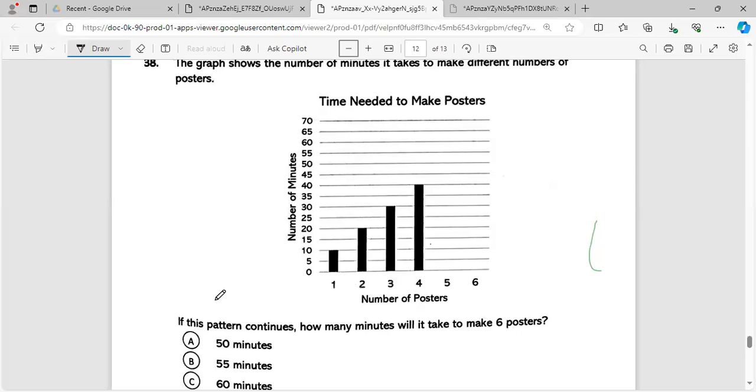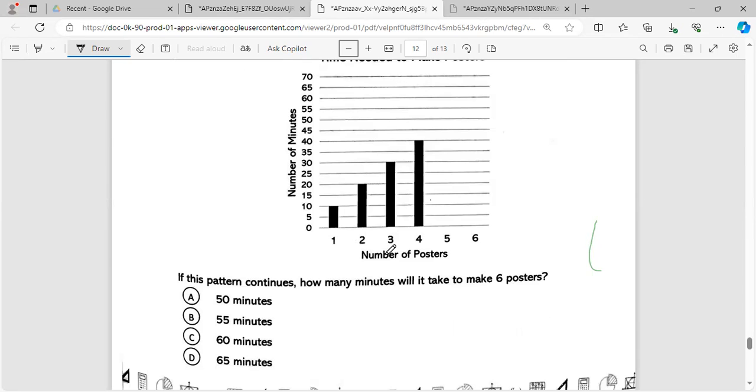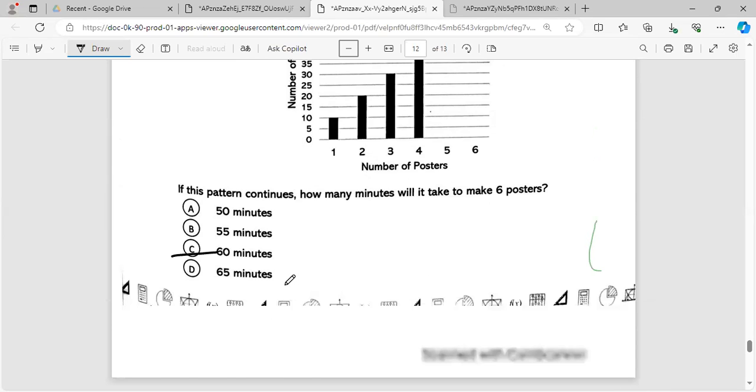If the pattern continues, how many minutes will it take to make 6 posters? Sir, my answer is C, 60 minutes. All right, so you have this here. Sir, I know why it's 60 minutes, because it's going by the exact number. If it's 2, it's 20. If it's 3, 30. If it's 7, it's 70. Yeah, it's correct.